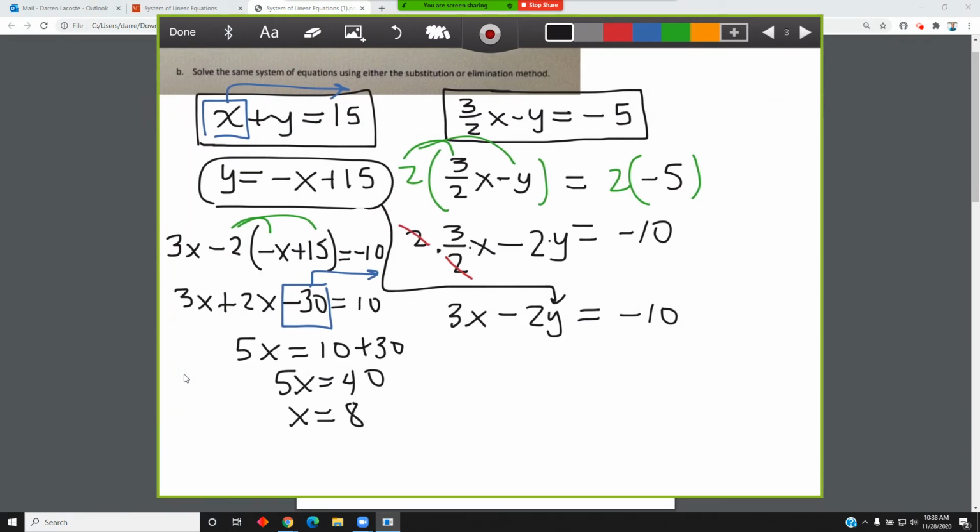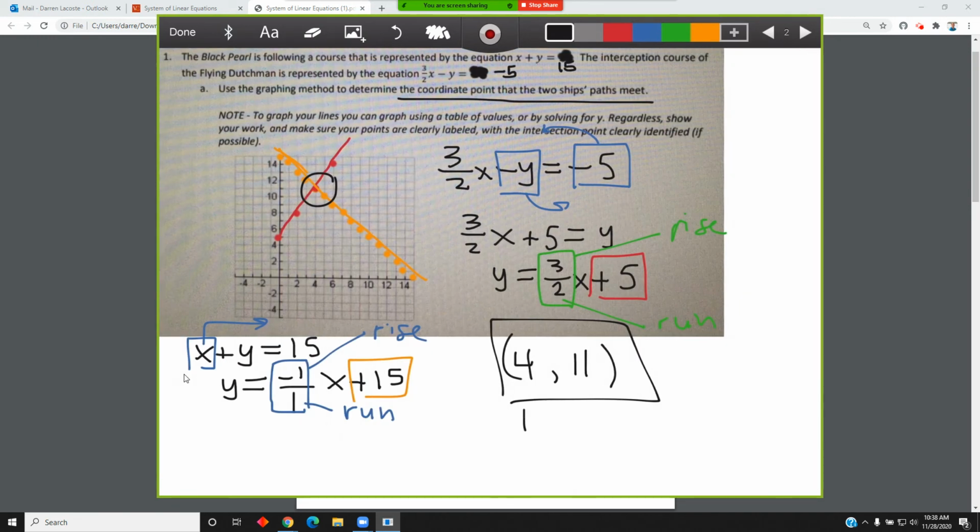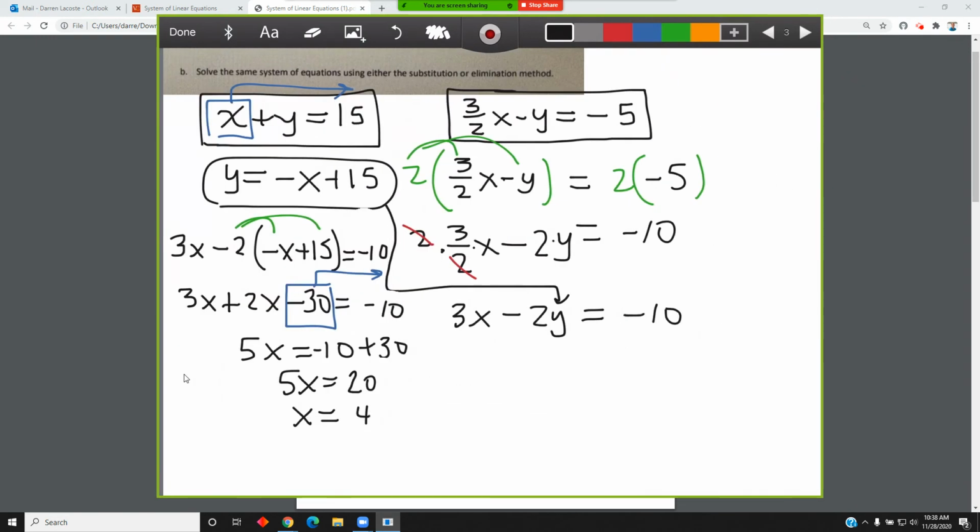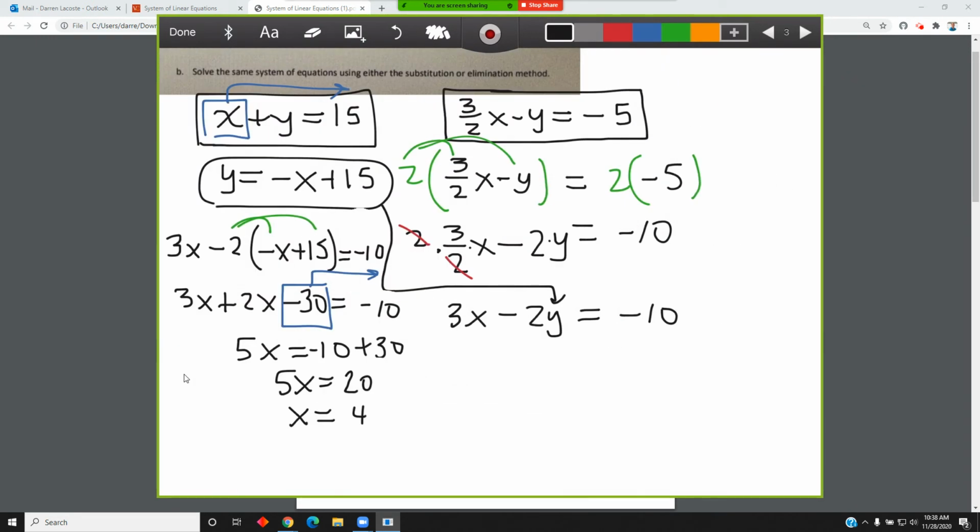Okay, I made a mistake. It was supposed to be a -10. Makes this a 20. Which makes this a 4. Now, how did I know that I made that mistake? Well, because I got a different answer than what I did before. I was expecting x to be 4, so when that didn't happen, that indicated to me that I probably made a mistake somewhere, and indeed I did.